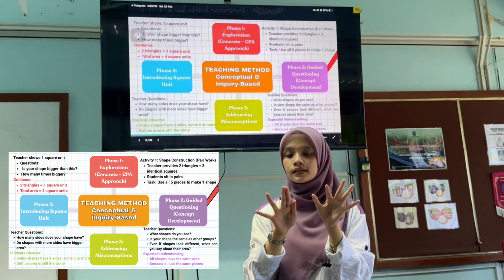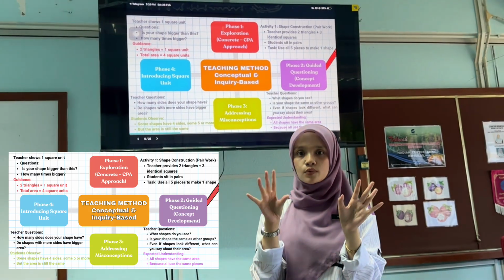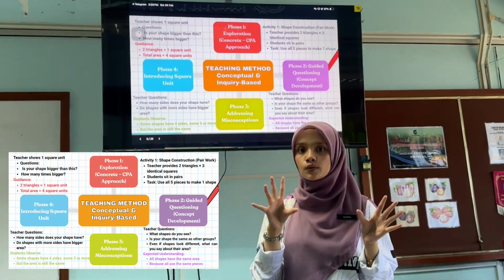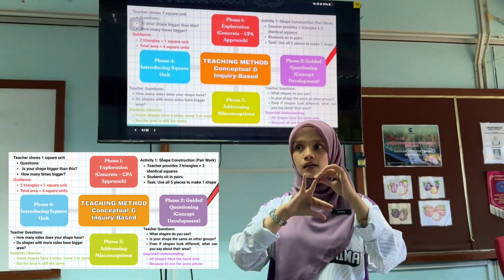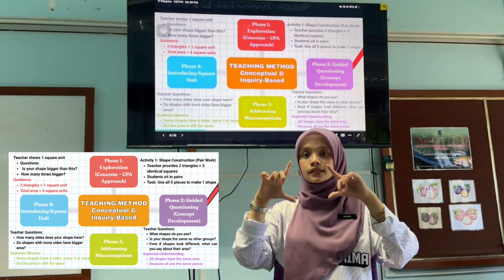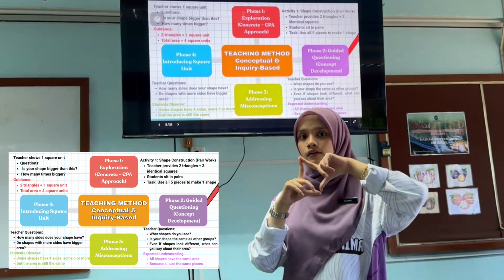So they have 4 square units. They can make any shape with those 4 square units because we say that the 2 triangles are equal to 1 square unit, because if we combine the triangles, they can make a square.